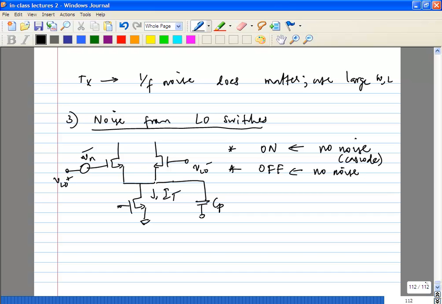So what does this Vn do? You want the LO signal to switch at a particular, very deterministic instant, but what this Vn does is it changes your overall VLO plus to VLO minus profile. So all it does is it changes the switching instant of the two devices.